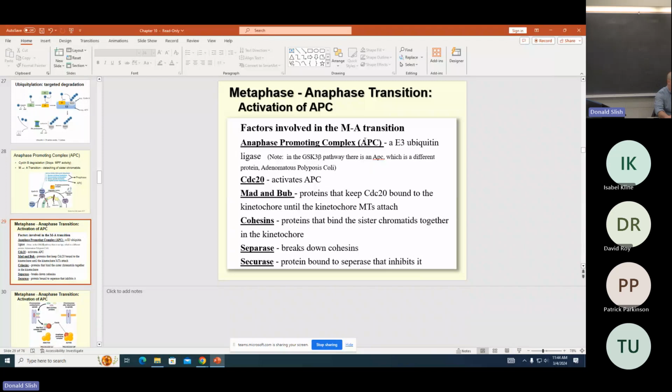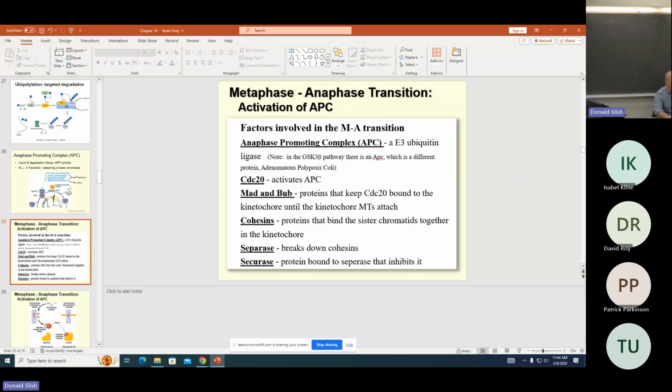Okay. So APC is activated by CDC20. CDC20 is a protein that's bound to the kinetochore during prophase and is bound there by MAD and BUB proteins. So these are holding that CDC20 to the kinetochore until the kinetochore is attached to the microtubules. Then the MAD and BUB proteins let go, and that's the signal that everything's attached.